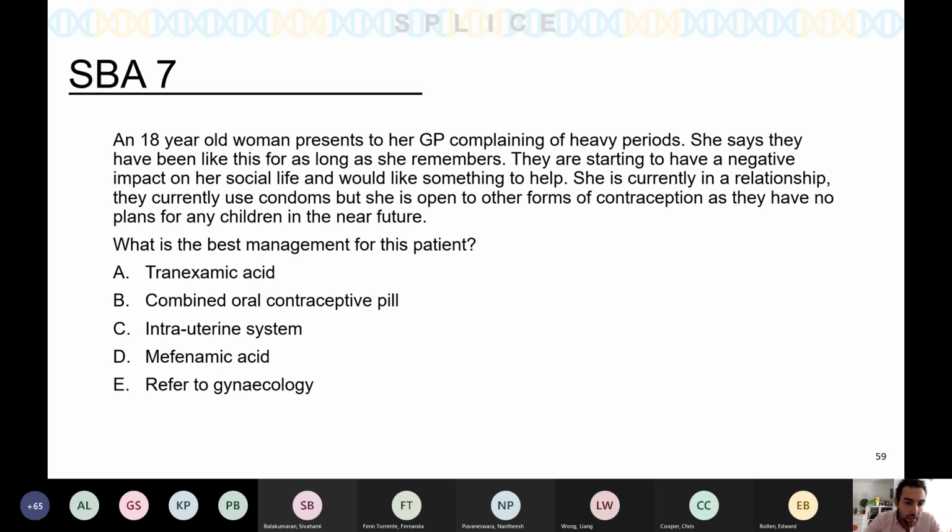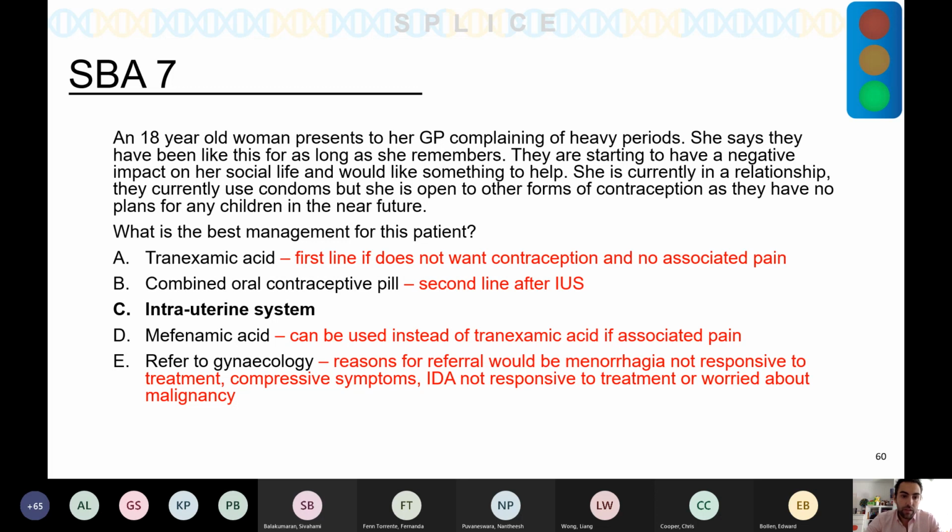But basically that's it. I'm summarizing that there. Tranexamic acid first line if the patient does not want contraception and has no associated pain. You can give the pill second line after the IUS. Nice. And then refer to gynecology. Reasons for referral would be menorrhagia that's not responsive to any treatment, compressive symptoms suggestive of fibroids, iron deficiency anemia that's not responsive to any treatment, and if you're potentially worried about a malignancy.